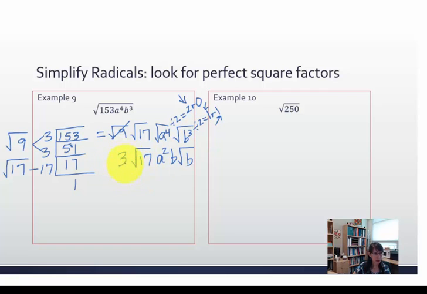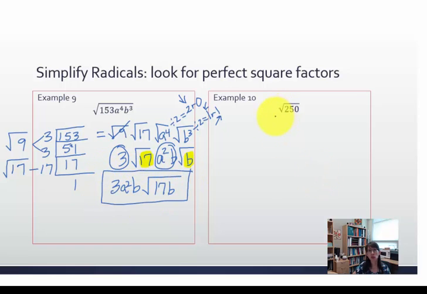So let's clear this up. All the terms that have cleared the radical, here they are. That's 3a squared b. What remains under the radical, that would be 17 and b. So that leaves 17b under the square root. Here's our final answer. In our next problem, we have the square root of 250.